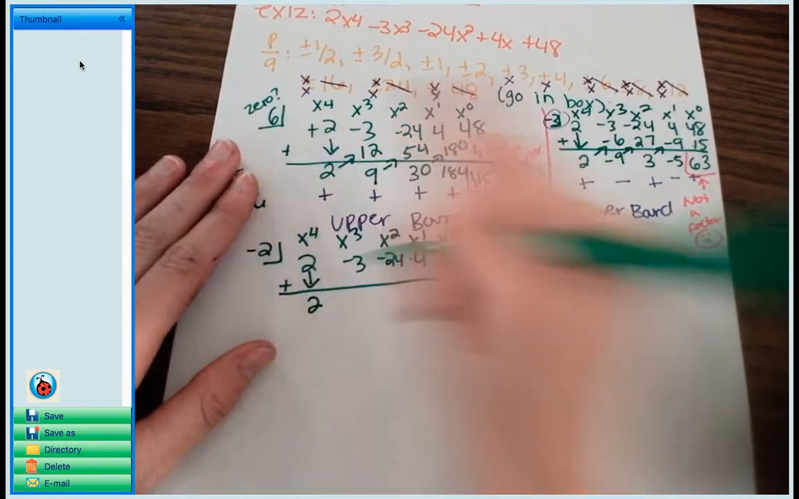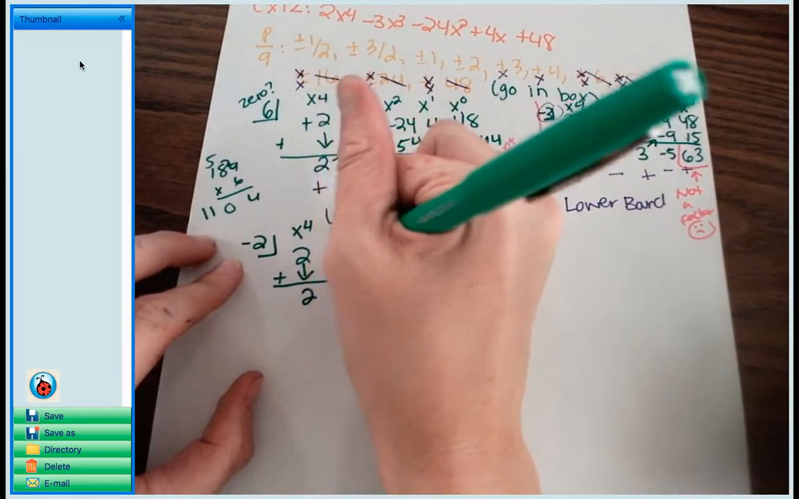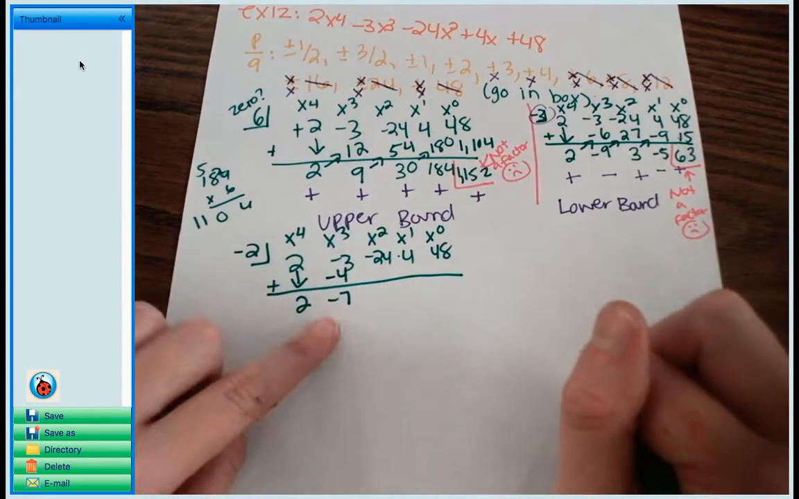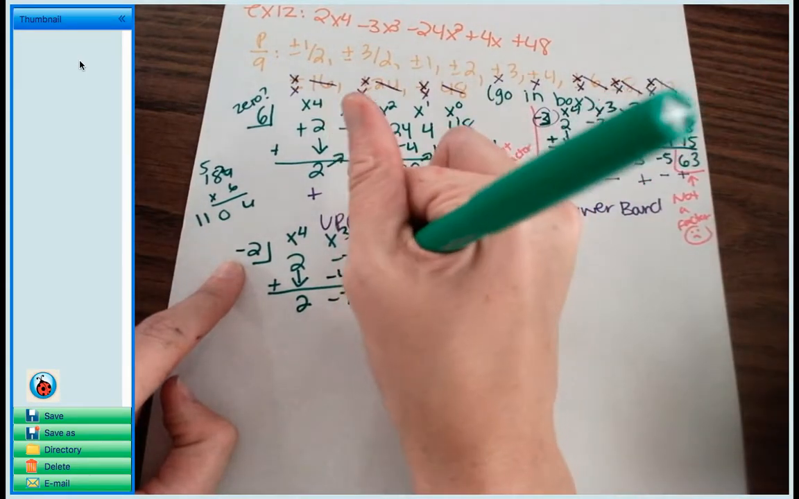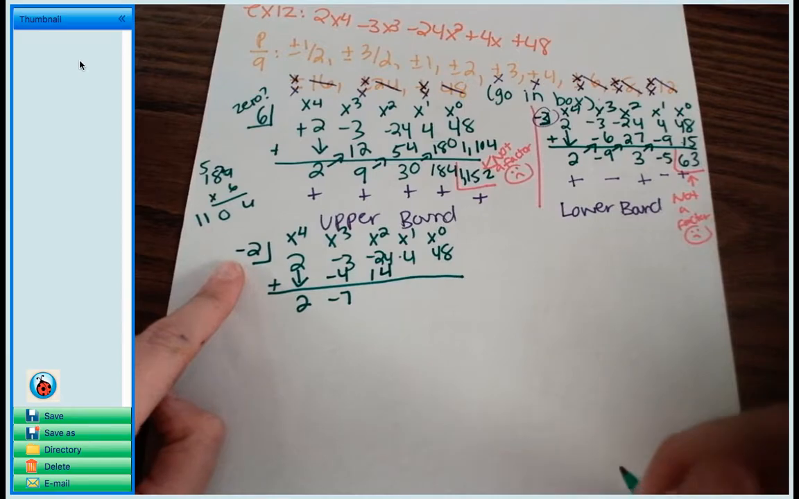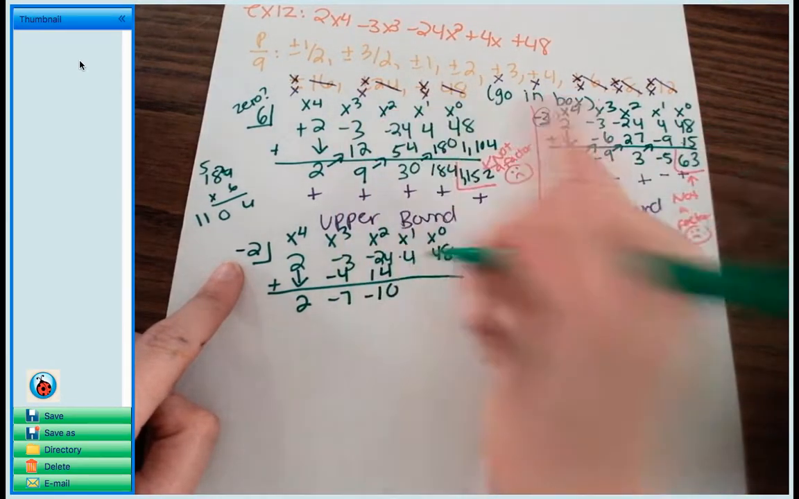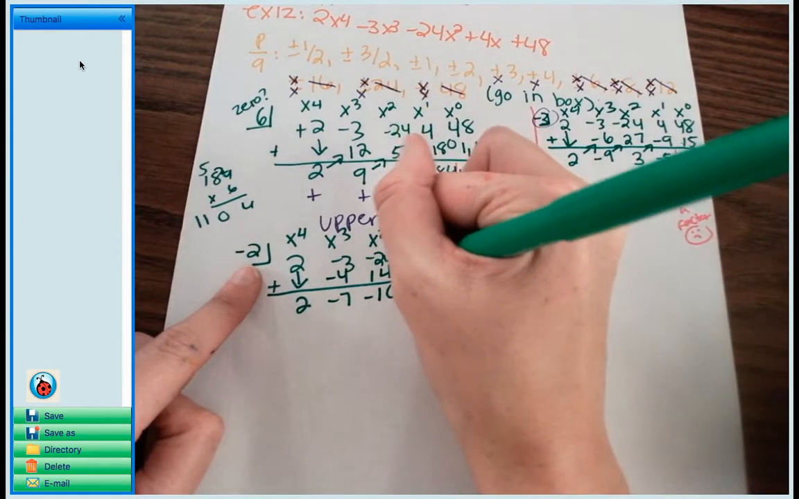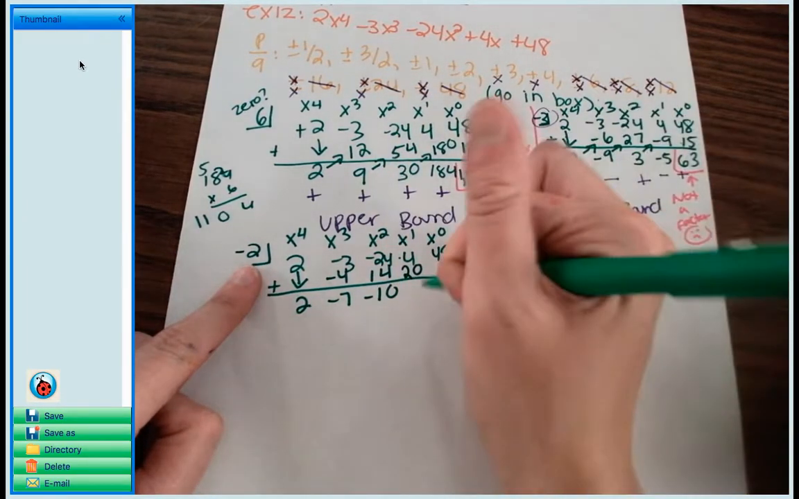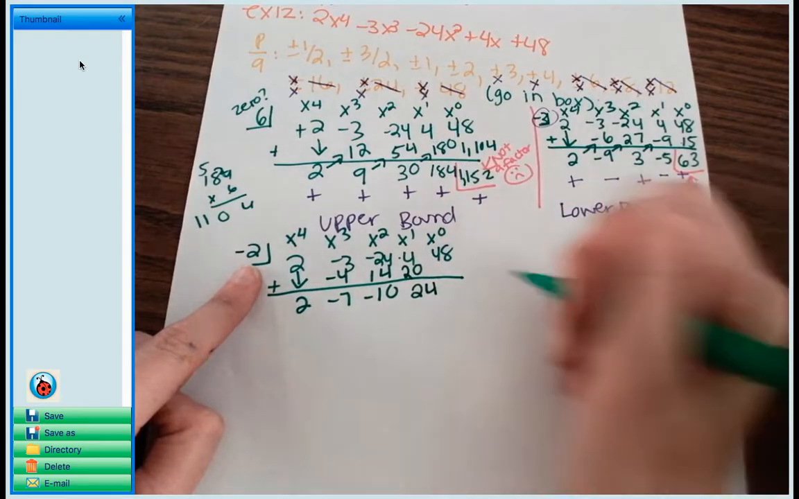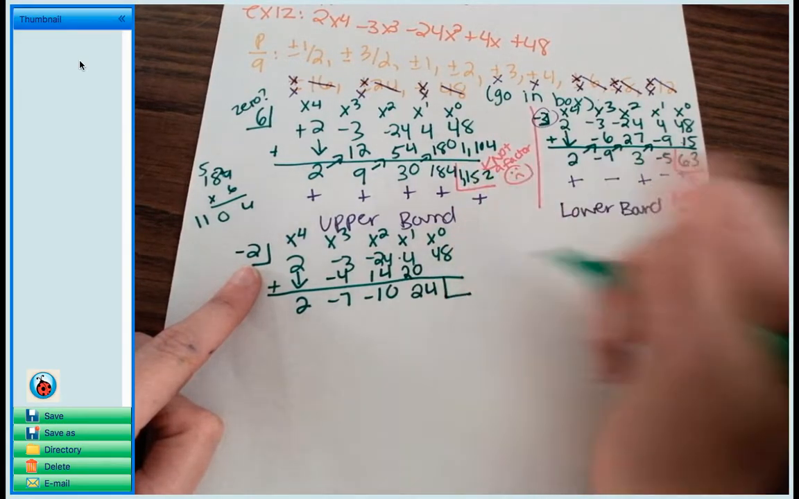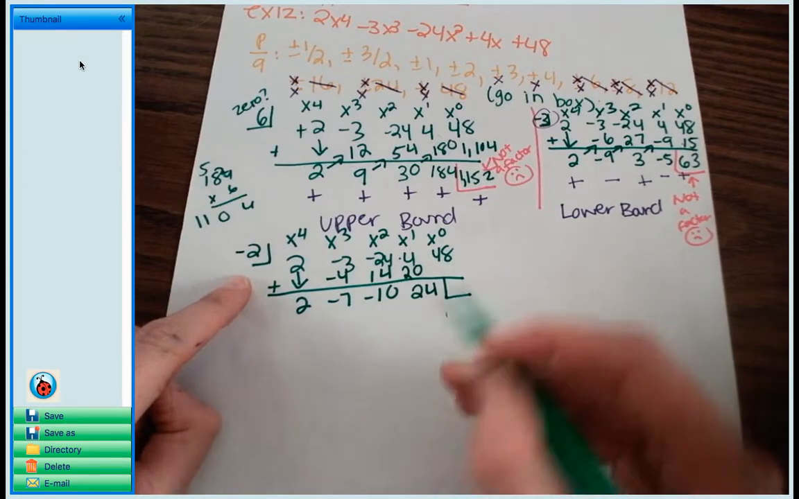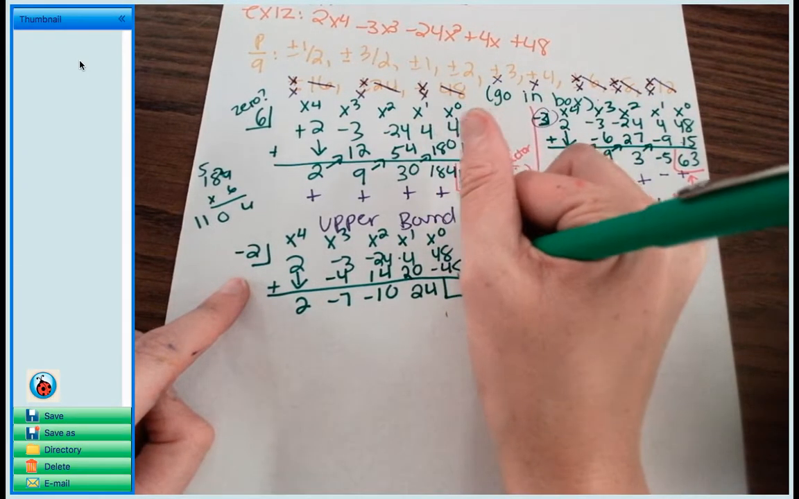Bring down my 2. 2 times -2 is -4. -3 plus -4 is -7. -7 times -2 is 14. -24 plus 14 is -10. -10 times -2 is +20. 4 plus 20 is 24. Alright guys, my goal is to get 0 as my remainder. Let's see what happens. 24 times -2 is -48.